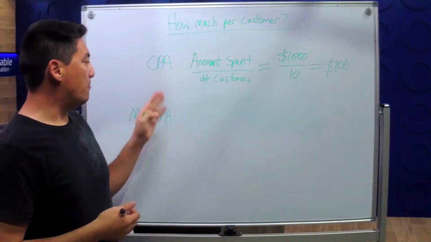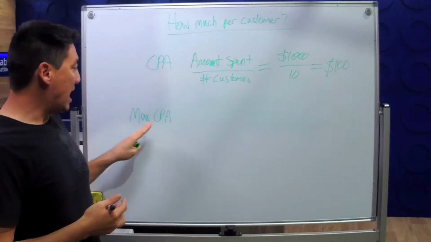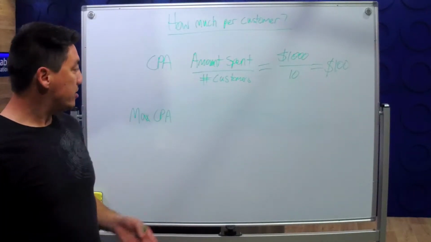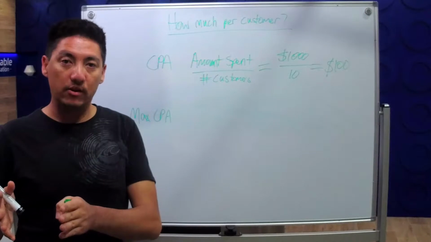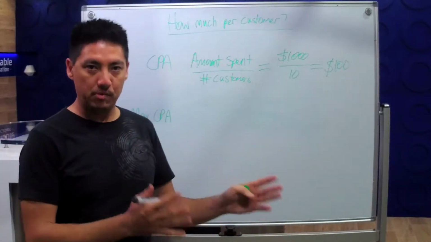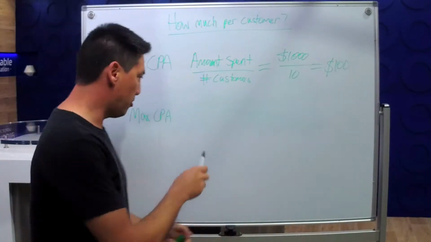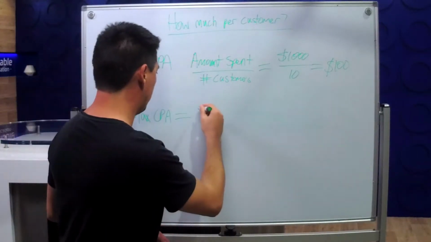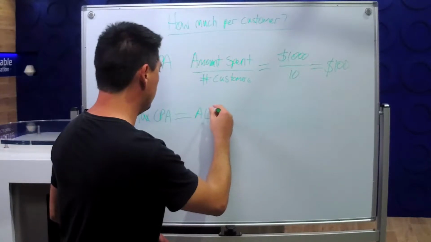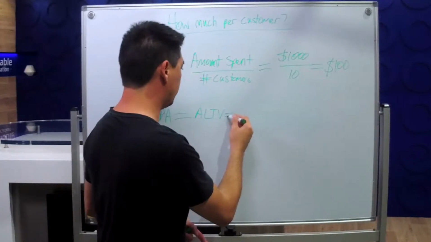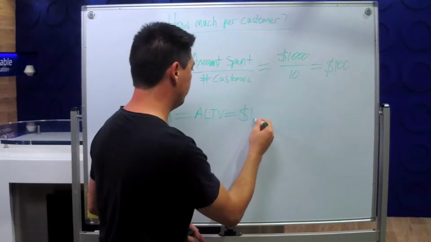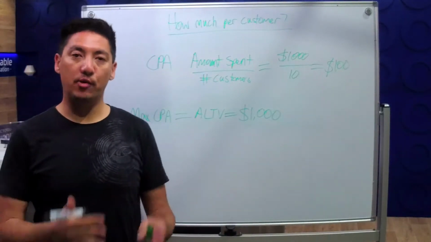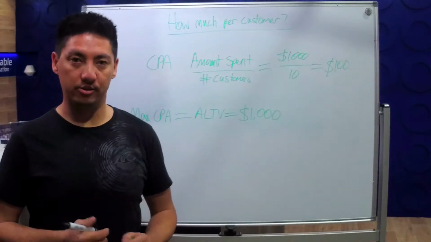So how do you actually work out whether that's viable or not? We need to calculate what the maximum allowable cost per acquisition is for your business. Now, the way we do that is by working off the average lifetime value and a percentage margin of what we're willing to spend. So let's just say, for example, that the average lifetime value equals $1,000 for your customer. Now what this means is that the average customer over the lifetime is worth $1,000.